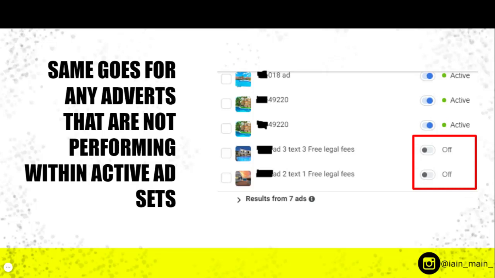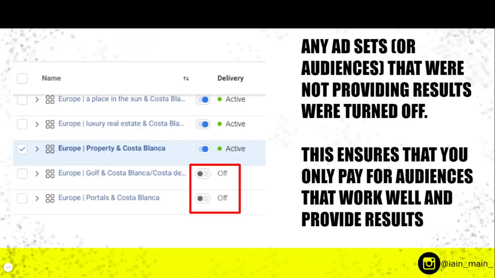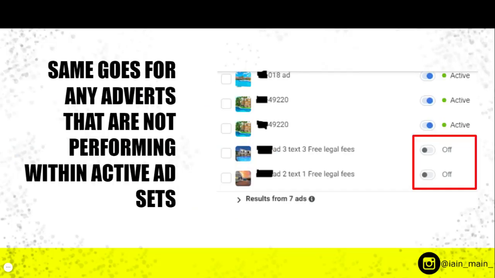And the same goes for any adverts that are not performing within active audiences. So if I have 6 audiences and I have turned 2 off because they're not working, I still have 4 active. So within each audience, I find which ads exactly are providing those results. And I turn off any that aren't doing well. Again, do not pay for something that isn't working.